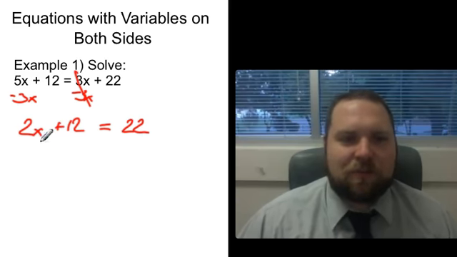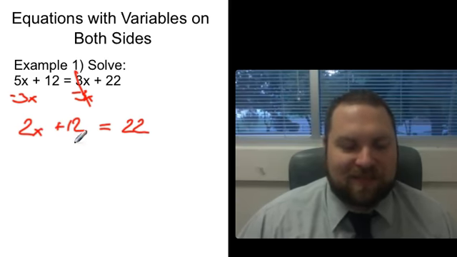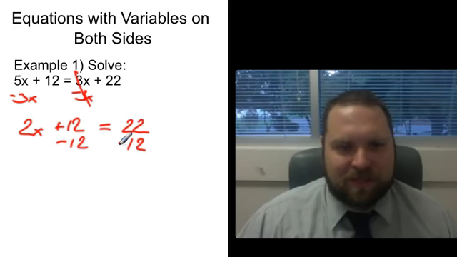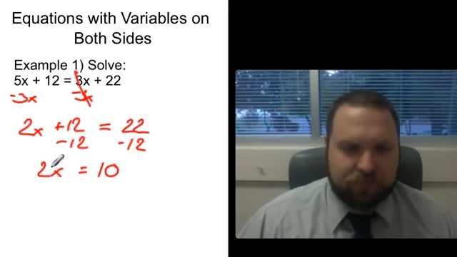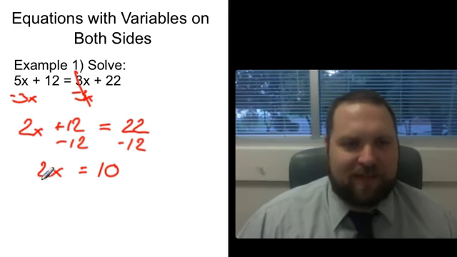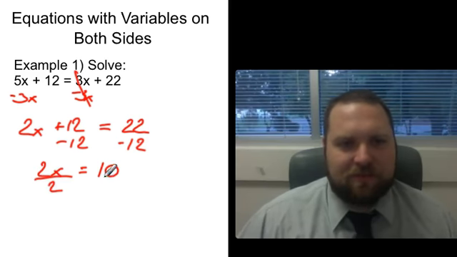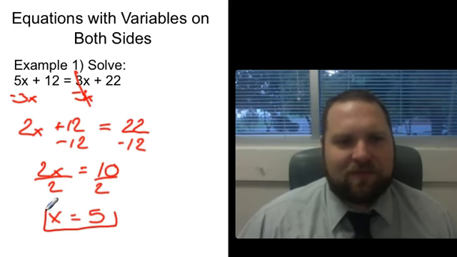and you'll recognize that this is just a two-step equation. I have multiplication, I have addition. Let's get rid of the addition first, using inverse operations. So here I get 2x is equal to 22 minus 12, which is 10. Now I have to undo multiplying by 2, so I would divide by 2, and lo and behold, I find that x is equal to 5.